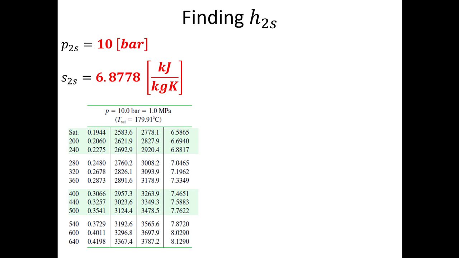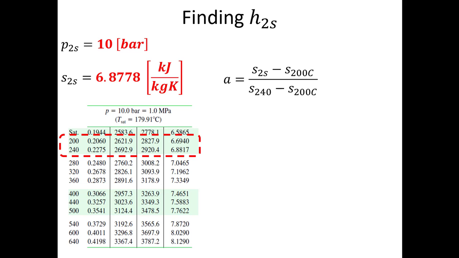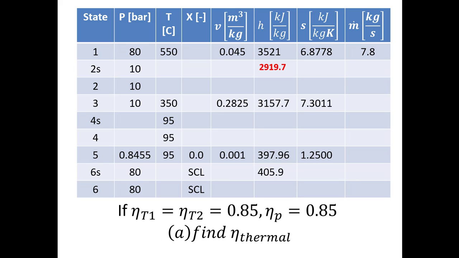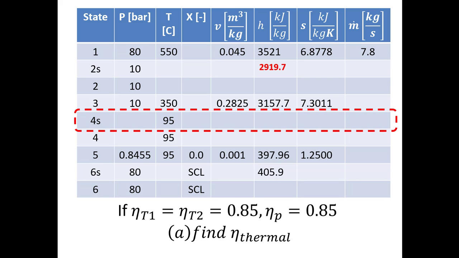So I know what the pressure is. I know S2s is about 6.88. Right? So I can do some linear interpolation, finding some constant A. It's just about 1. So I could probably just read off from the line for 240 here, but I can also do some linear interpolation, and I can find h2s. So that's good. I know h2s.